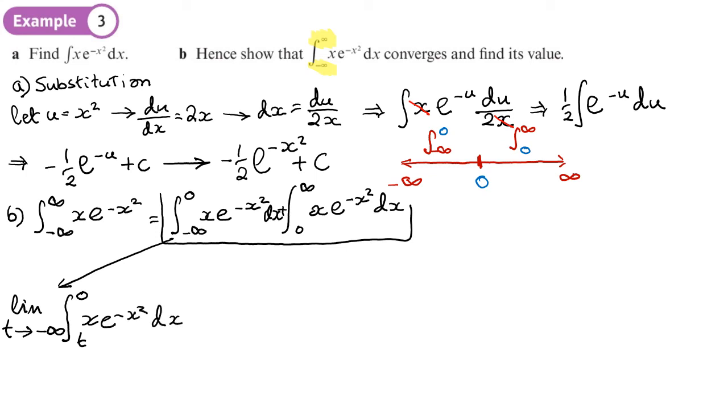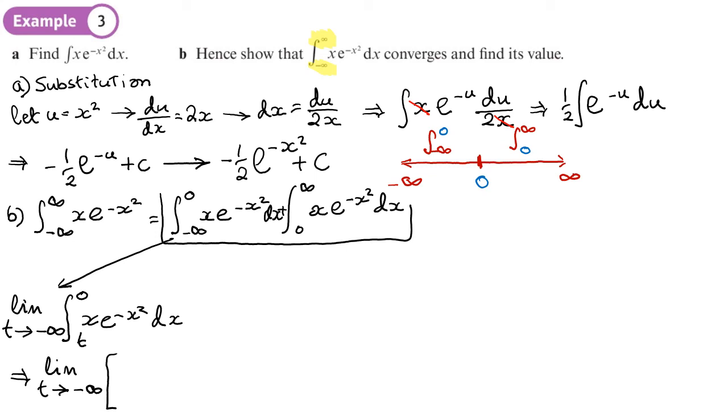Now we've integrated this in part A, and this is what it becomes. So we don't need the plus c. So from that we can write down, we're looking for the limit as t approaches negative infinity. Now we could, instead, make this limit negative t and see what happens as t approaches infinity. Either way we'll get the same answer.